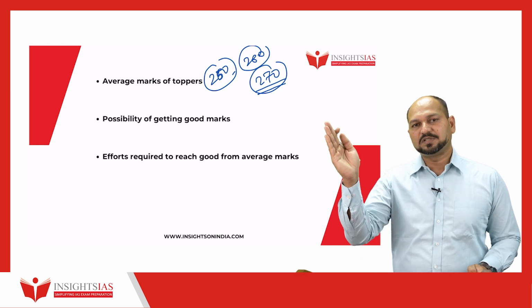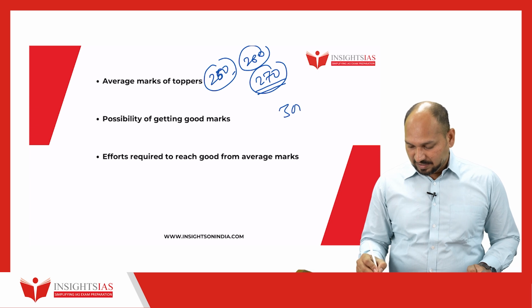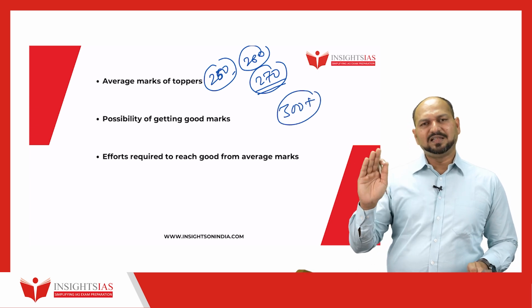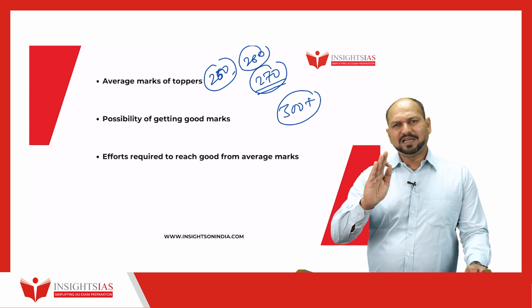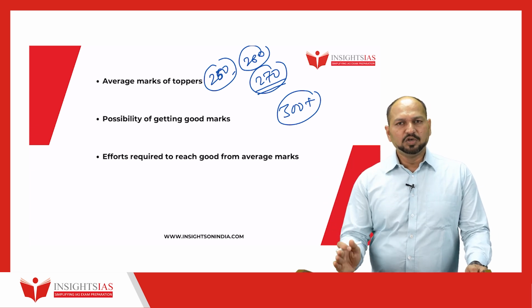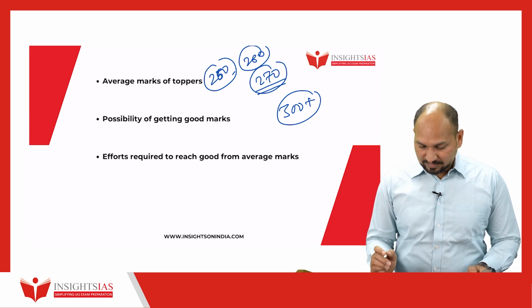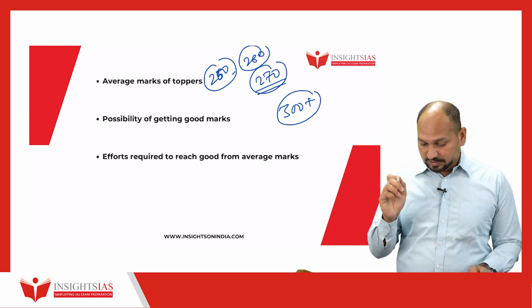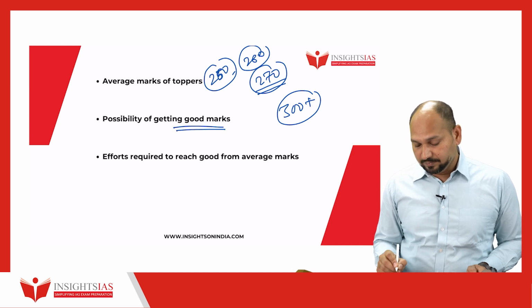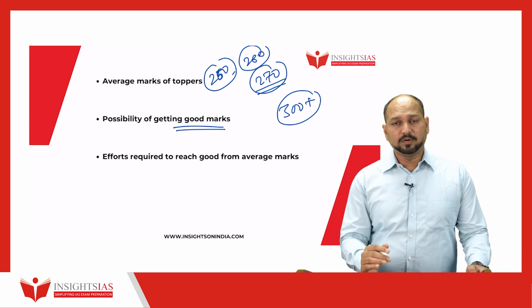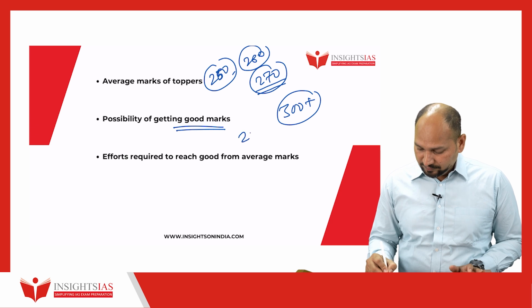Don't think about exceptional marks like 300 plus. Never think about 300. They are exceptional candidates. Not more than 10, 15 candidates will have more than 300, right? So always think about the average marks of the toppers. Then the possibility of getting good marks. This is again very, very important, right? What I am talking about is, for example, 250 is the average.